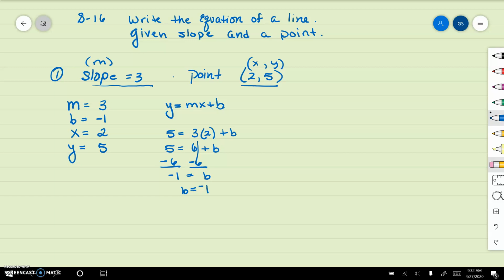I need those two numbers, the m equals and the b equals, to write the equation of the line. So the equation of the line is y equals 3x minus 1. Okay, 3x minus 1. I got the 3 from the m value here, and I got the -1 from the b value. And that is your answer. It's just a matter of substitution. Okay, so let's try another problem.